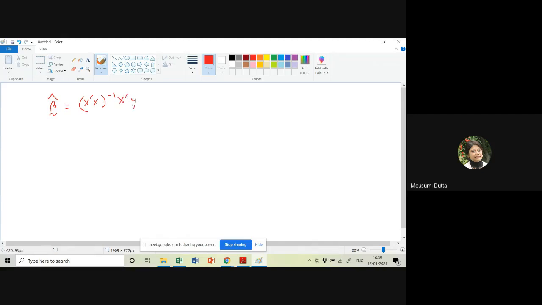So everybody has this. What will be the first step? What do I need to do in the first step? As I mentioned, I need to show that the expectation of beta hat is equal to beta. So what will be the first step?